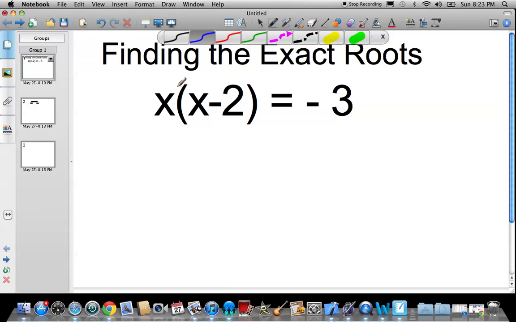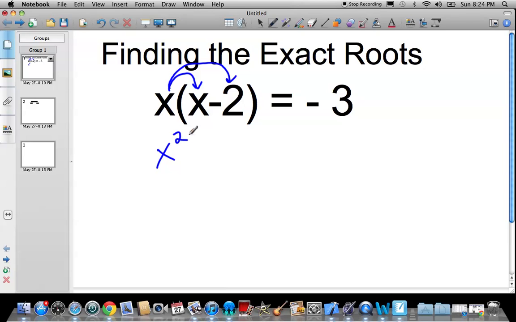And the idea, usually with the exact roots, is to use the quadratic formula. So before we do that, we have to get the quadratic into general form. So you see here we sort of have an x outside the bracket. So usually when you have something like that, you have to distribute. So let's distribute through here, just like that. So x times x is x squared. And x times negative 2, that's negative 2x, and this is still equal to negative 3.